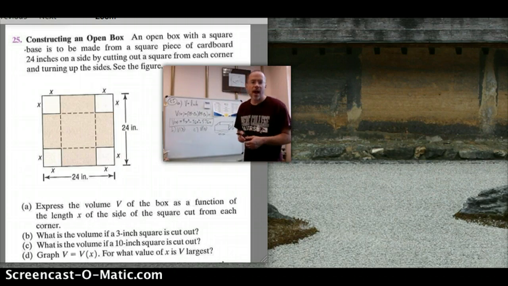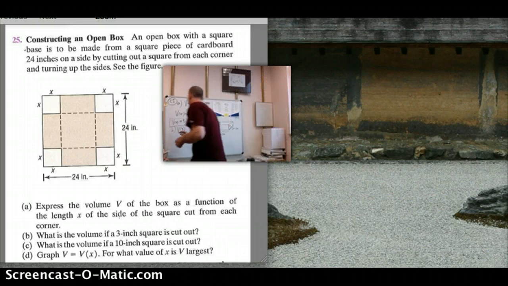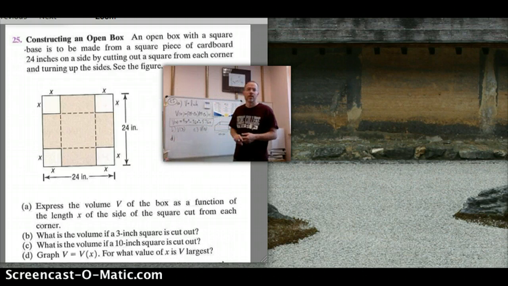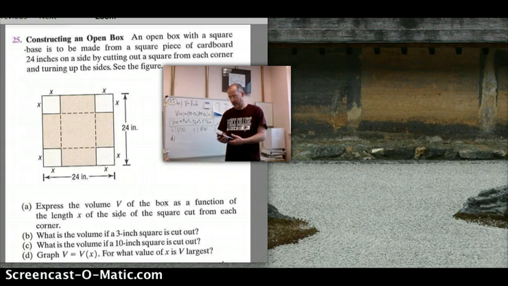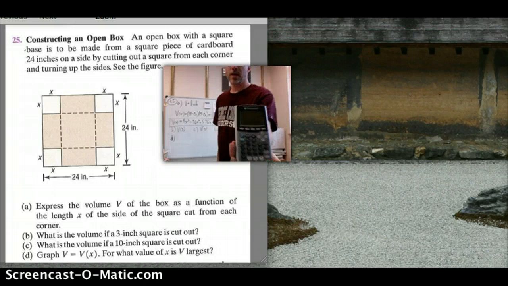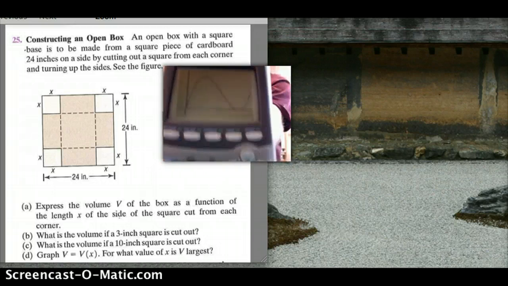It says graph the volume function, and for what value of x is v largest. Okay, so I put this in my calculator, and I generated a graph. Let's see if I have that in here. That looks like this.